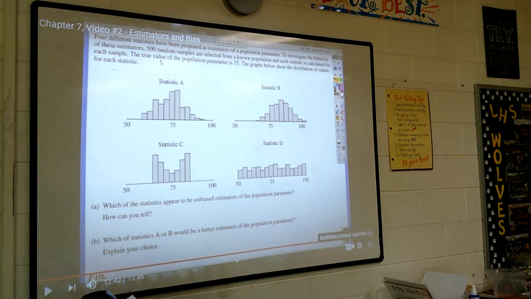So A says which of these appear to be unbiased estimators of the population parameter, and how can you tell? And then B says which of these statistics, A or B, would be a better estimator of the population parameter, and it says to explain your choice. So I want you to try to answer those 2 questions. Which of the statistics are unbiased estimators of the population? So what does it mean to be an unbiased estimator? And then which one, A or B at the top, would be a better estimator of the population?